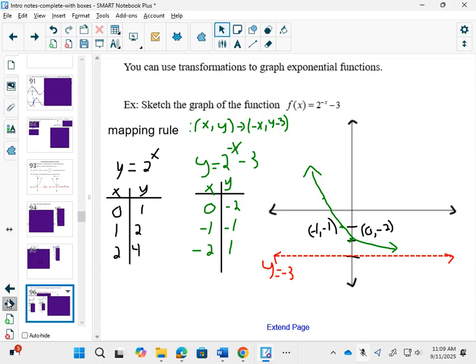And then I could look at my table of values for my original 2 to the x graph and apply the mapping rule to each of them. So what happens to 0, 1? X gets multiplied by a negative. Y, you subtract 3, becomes 0, -2.